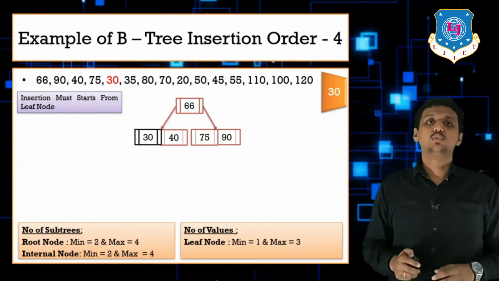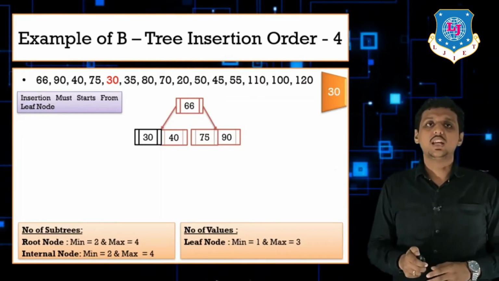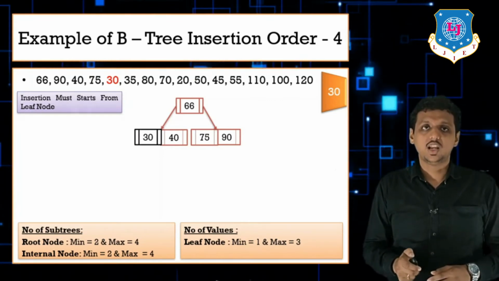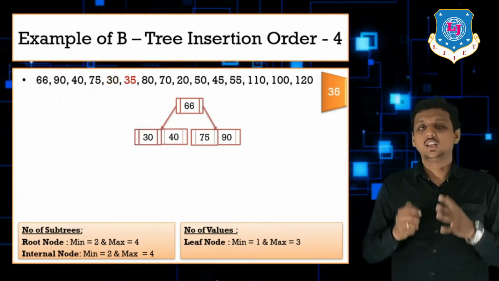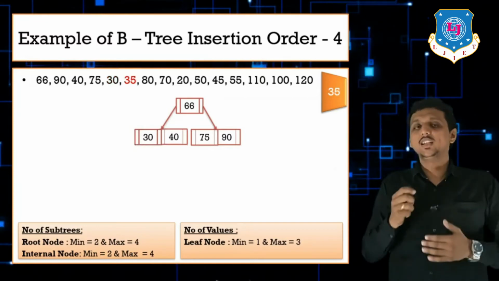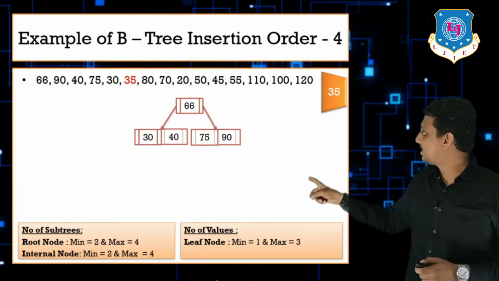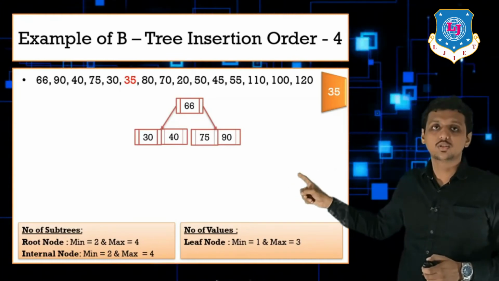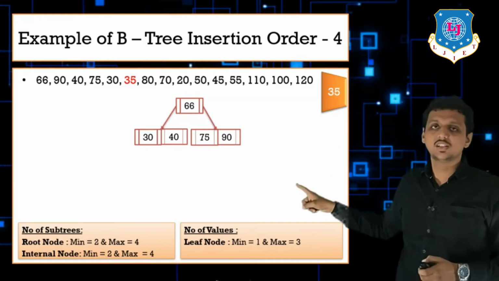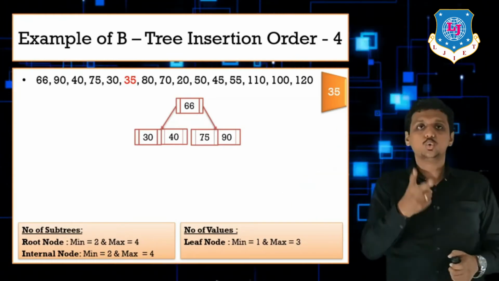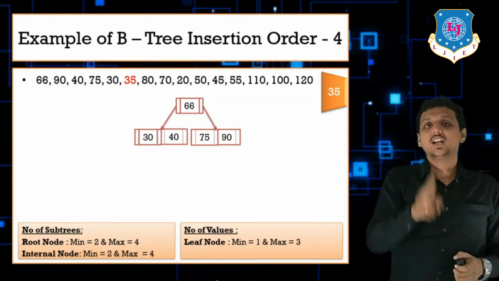Moving towards the next value, students, we have 35. Again, tell me where we can insert 35. Sir, there is space at the 40 and 30 node. Okay, so on the left side of 66, students, we have only two values, 30 and 40.